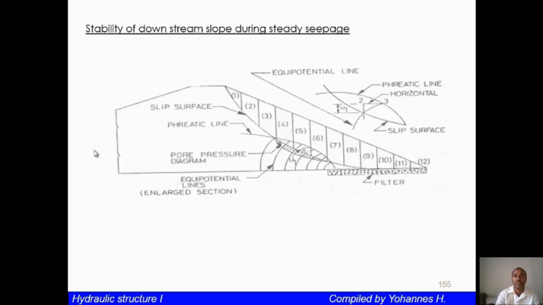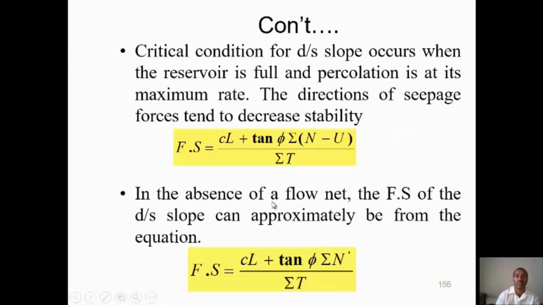So for the stability of the downstream slope during steady seepage, you can have a downstream seepage condition. If seepage is continuously flowing, this downstream slope will be in danger, so it may collapse. Then for each slice you can draw the free body diagram. Then finally you will compute the factor of safety using this equation. The critical condition for the downstream slope occurs when the reservoir is full and percolation is at its maximum rate. So the directions of the seepage forces tend to decrease the stability.